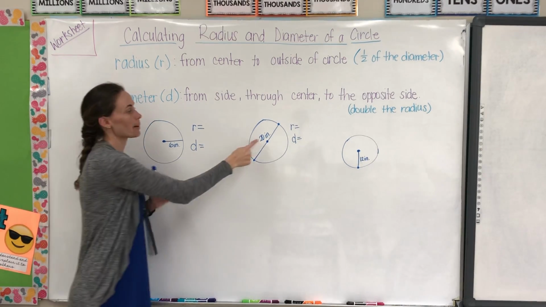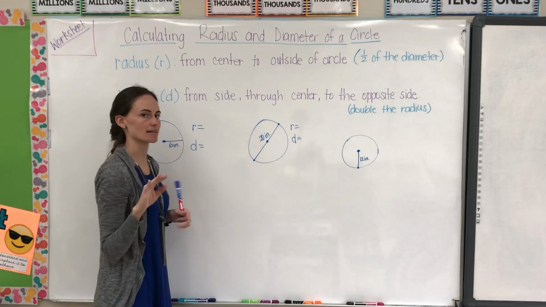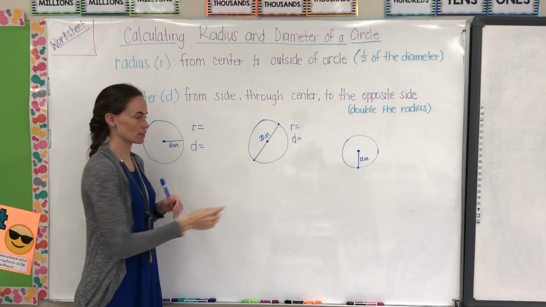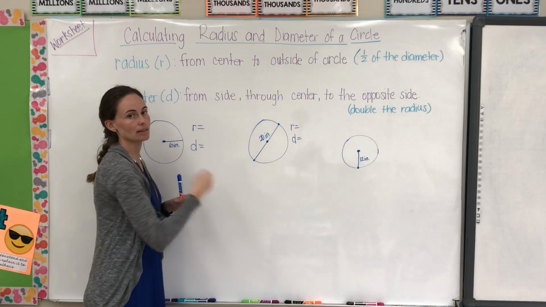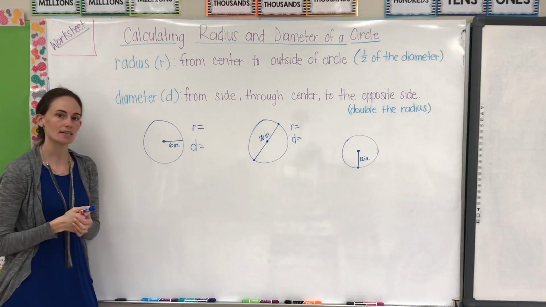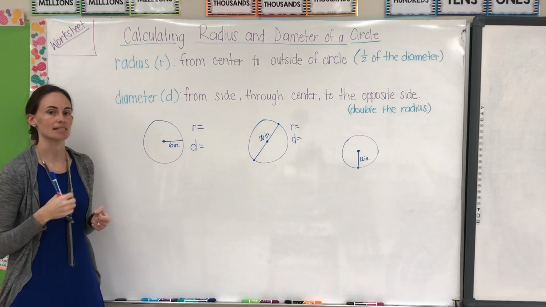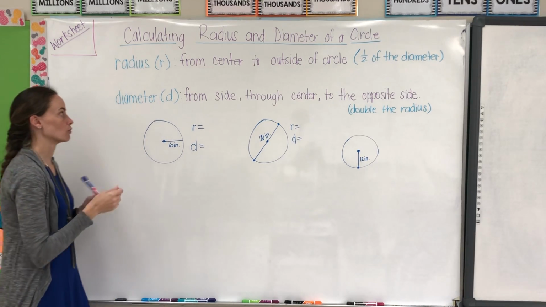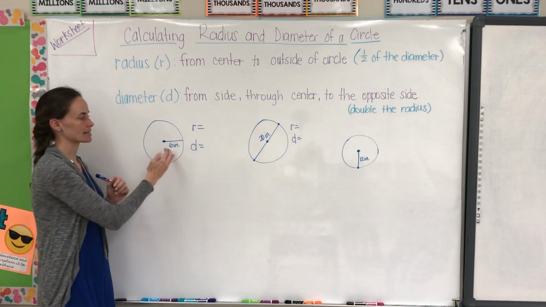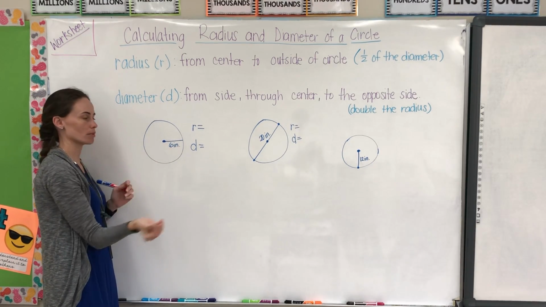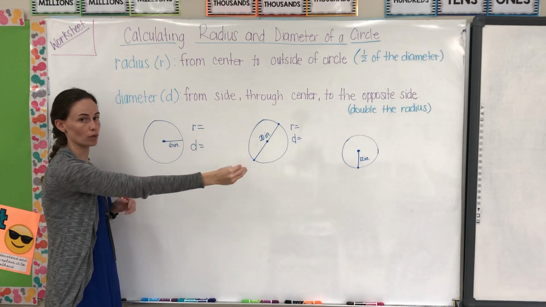Okay, remember, if it does not pass through the center, it is not a diameter. The diameter has to pass through the center. If it's only from side to side, that's just a chord, that's different. Okay, so the reason that we need to know about radius and diameter is because that's how you measure the length of a circle. For a radius, that's telling you what half of the circle measures, because remember, it's only going from the center to one side.